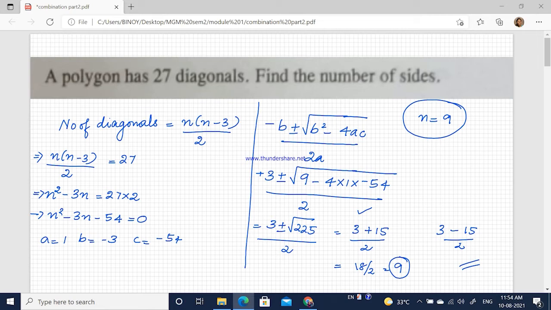Okay, so in this question it was asked that it is a polygon. Polygon has got 27 diagonals. So substituting in this equation n into n minus 3 by 2 is equal to 27, we get a quadratic equation like this. Substituting the value in this quadratic equation, we got the number 9. Over here it will be minus 12 by 2, that is minus 6. So we don't consider the negative number, we consider the positive number. So n, the number of sides, will be 9.